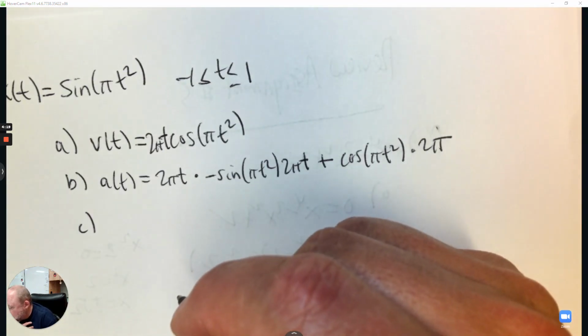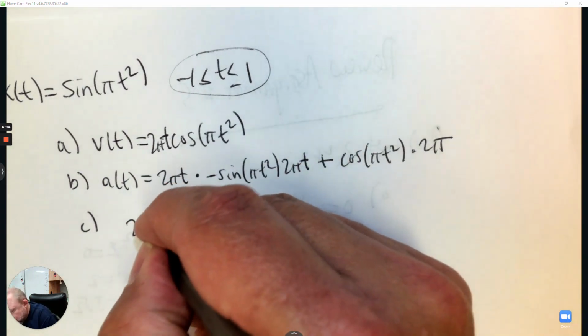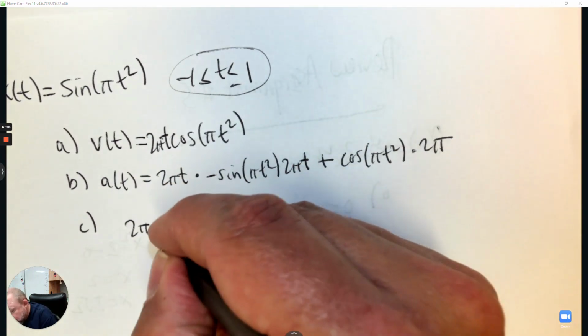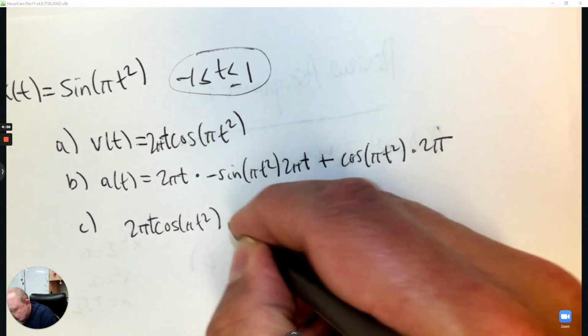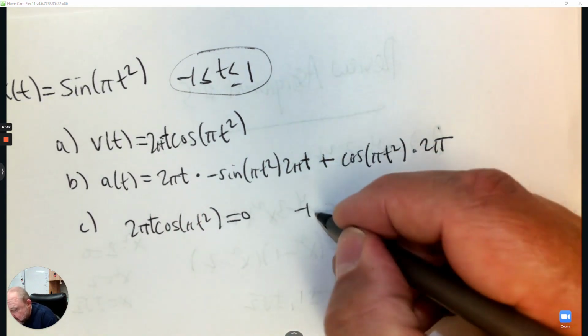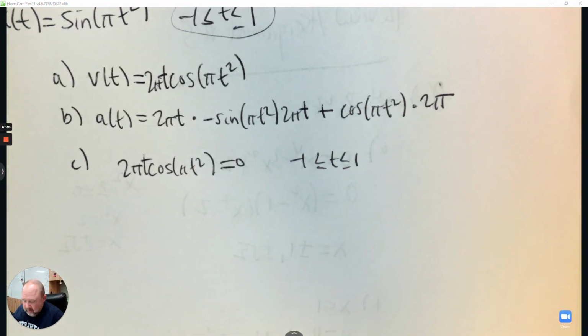Part C. For what values of t does the particle change direction here? So I'm going to take the velocity, 2 pi cosine pi t squared, and make it equal to 0. And I'm solving between, and I'm going to show you how to do that with your calculator. I'm going to solve between -1 and 1. So let's do that together right now.